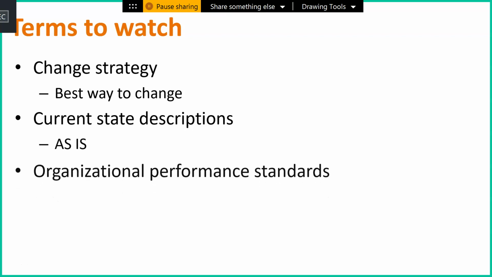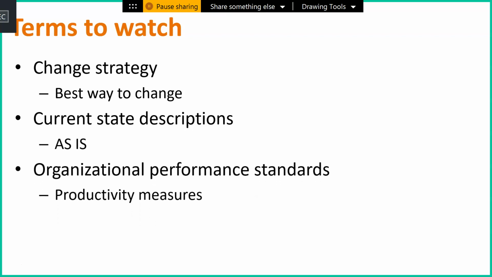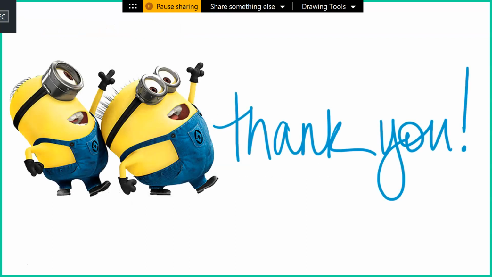We're going to be talking about current state and performance standards. Organizational performance standards, those are your KPIs in your organization and how you are measured by the organization or enterprise. So any questions before I jump into the actual content of this knowledge area, the tasks themselves?